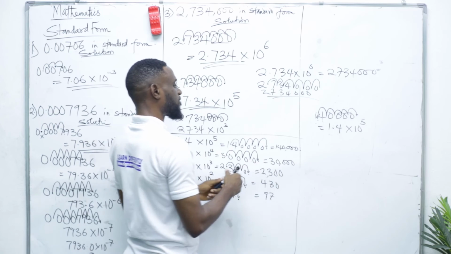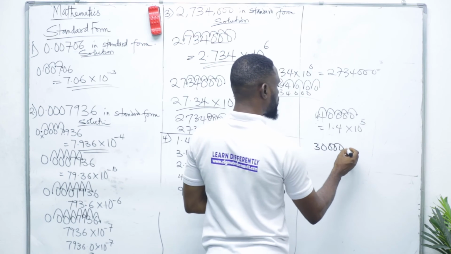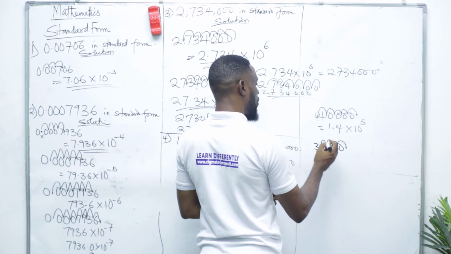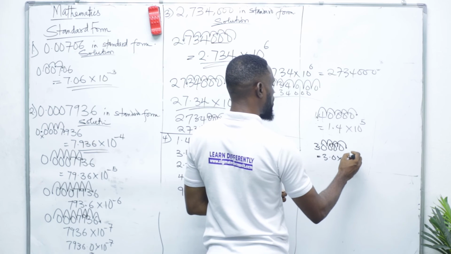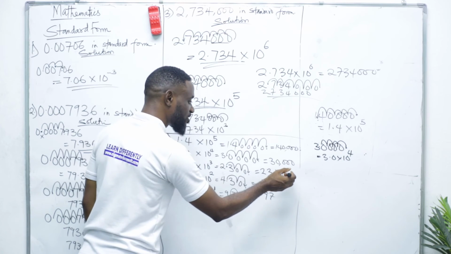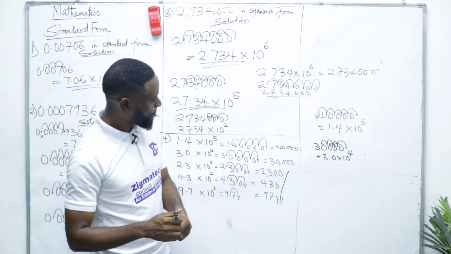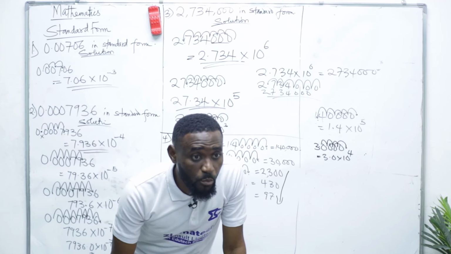Look at 30,000. There is an invisible decimal point. We move 1, 2, 3, 4. So this is equal to 3.0 times 10 raised to the power 4, and so on. If you do that in everything you have here, it will give you the same thing that you have here. Is that okay now? All right, so let's look at some more examples.